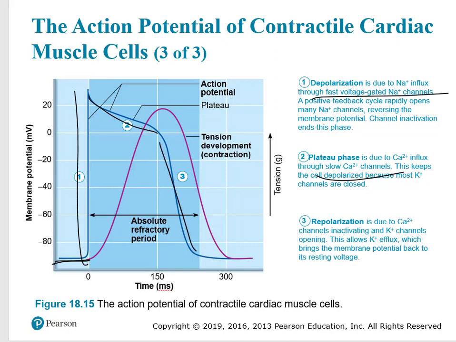And then followed by that is the repolarization. Once again, slow calcium channel closes and the potassium channels open, kicking out the potassium from it. So this is the main differences between your non-contractile and contractile one.